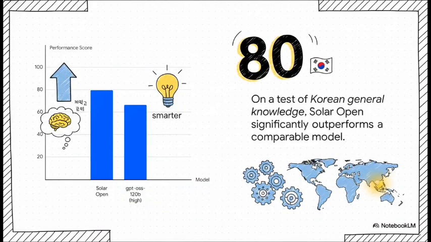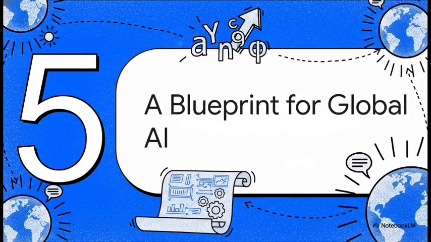Okay, being efficient is one thing, but is it actually smarter? Well, this chart here shows a direct head-to-head competition on a test of Korean general knowledge. You can see SolarOpen's score on the left, almost at 80, just blowing past a comparable global model. It doesn't just read Korean better, it flat out understands Korean better. And this is where the story gets really, really exciting. Because the success of SolarOpen isn't just a win for one language. It's pointing towards something much, much bigger. A blueprint for a truly global AI.